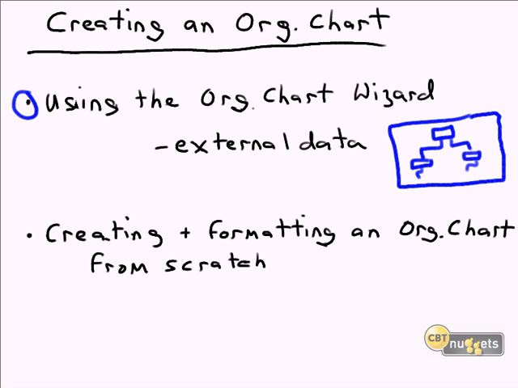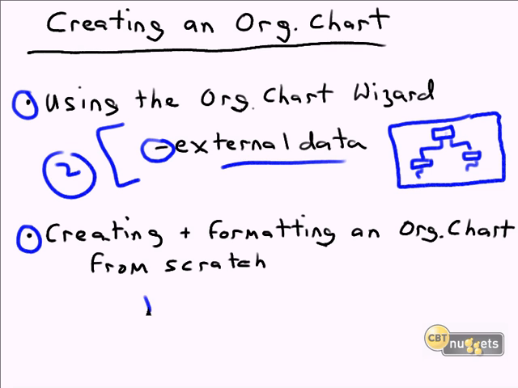We're going to use the automated route using the organization chart wizard. In that example, I'm going to show you how we can make use of external data instead of having to plug in the identity of each person in our organization as we go along. We're actually going to start though. We're going to do the organizational chart wizard with external data second. The first thing we're going to do is create and format an org chart from scratch so I can show you the building blocks of the org chart, and you'll then appreciate the automation that you get with the org chart wizard. Let's get to work.